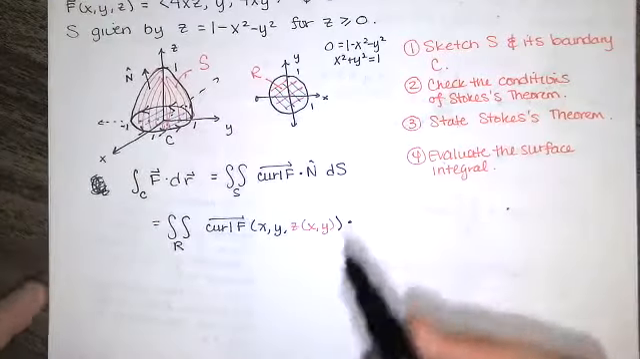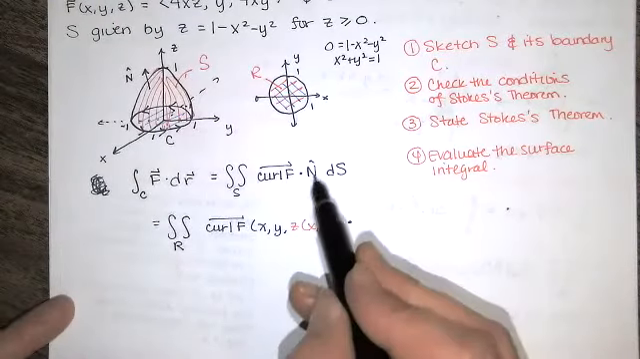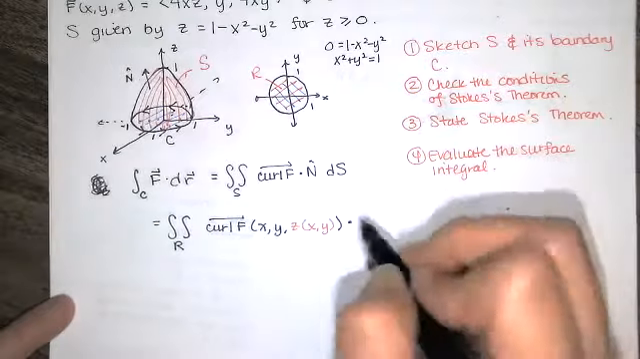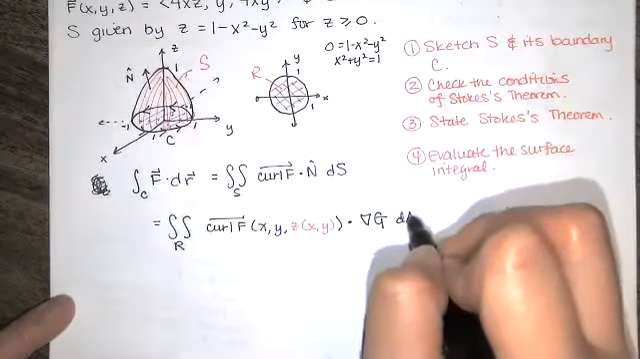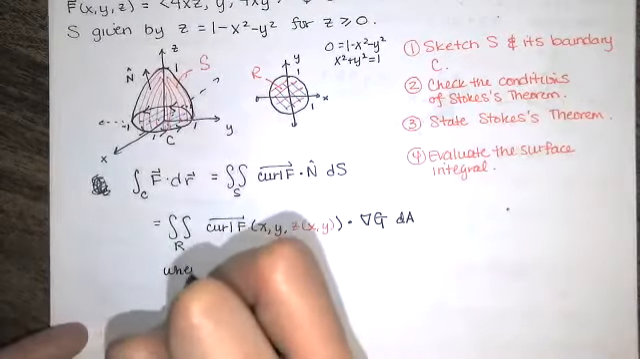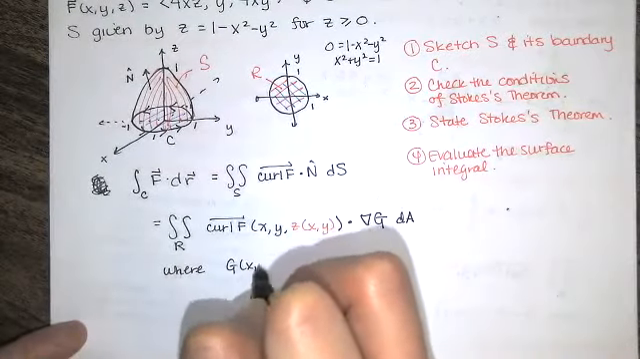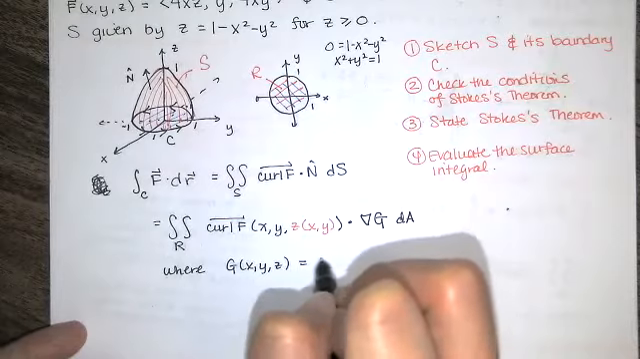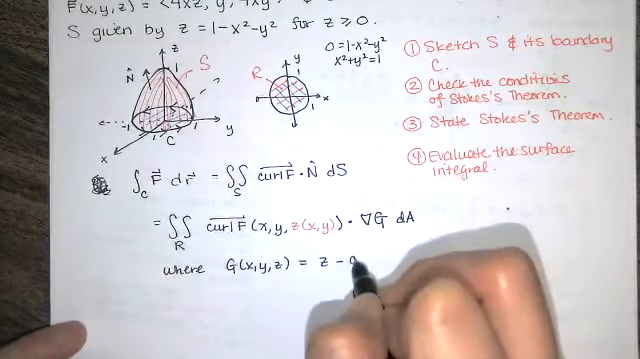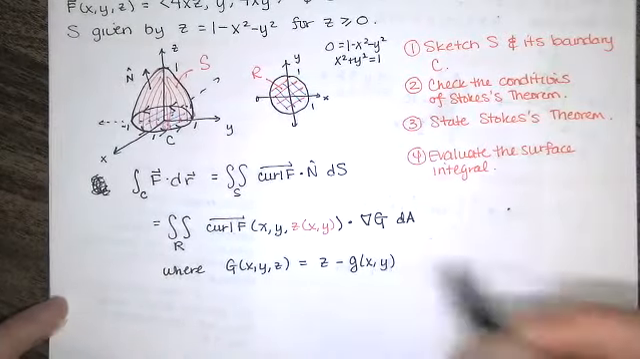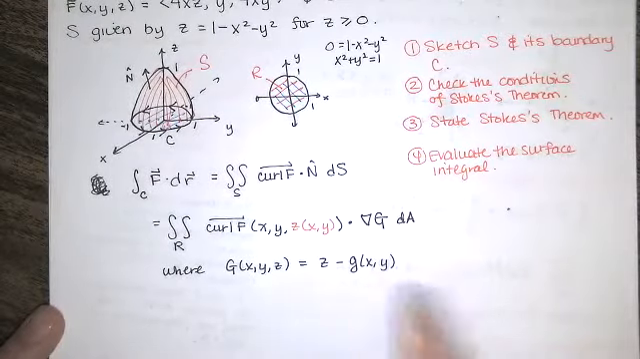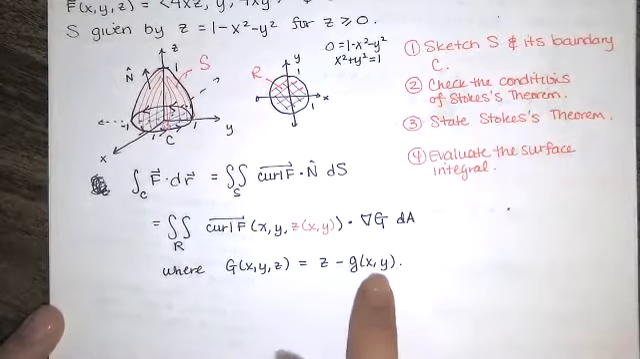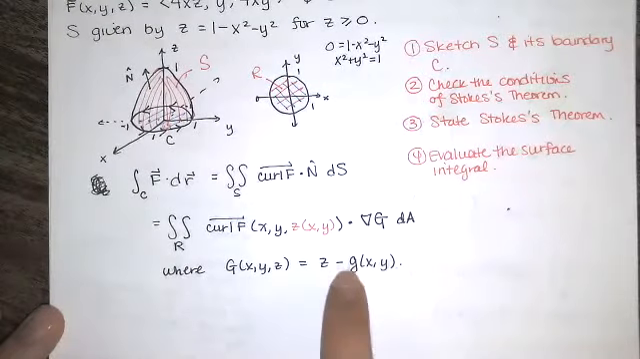And n hat, that's the unit normal. That unit normal times dS can be simplified. It's just the gradient of capital G times dA, where capital G is z minus little g of x and y. So this is where little g of x and y is the equation of the surface, or one version of the equation of the surface, where z is equal to that.